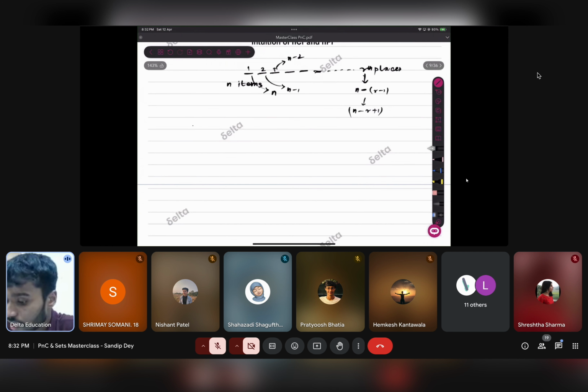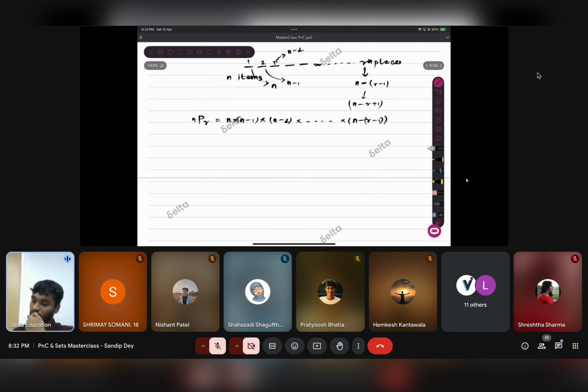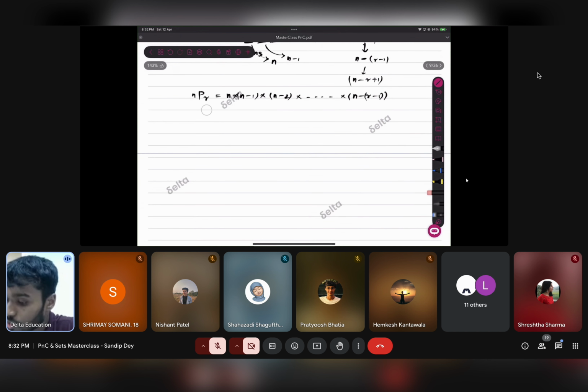So basically my formula for NPR will be equal to N multiplied by N minus 1 multiplied by N minus 2, all the way up to N minus R plus 1. Okay, so now if I manipulate this formula, I already have it up to R terms. So if I take N multiplied by N minus 1 multiplied by N minus 2 and go up to N minus R plus 1.